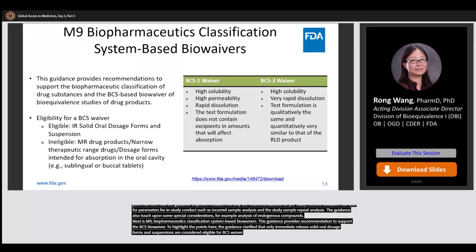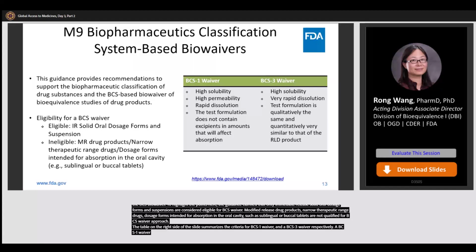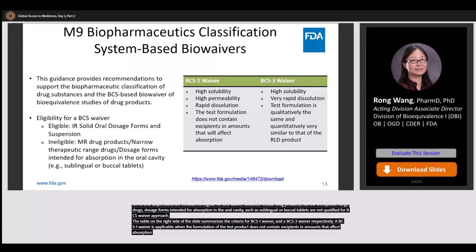Modified release drug products, narrow therapeutic range drugs, dosage forms intended for absorption in the oral cavity, such as sublingual or buccal tablets, are not qualified for the BCS waiver approach. The table on the right side of the slide summarizes the criteria for BCS-1 waiver and BCS-3 waiver respectively. A BCS-1 waiver is applicable when the formulation of the test product does not contain excipients in amounts that affect absorption, the drug substance is highly soluble and highly permeable, and the drug product is rapidly dissolving in multi-pH media.